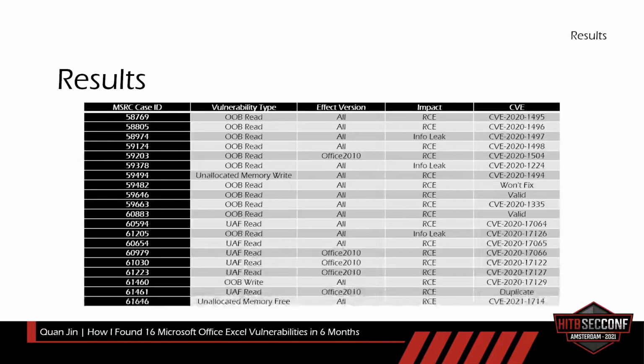This table is a summary of my fuzz results. Note: O here refers to Office 2010, Office 2013, Office 2016, and Office 2019. And case 61461 has been fixed in the January 2021 patch day, but it is a duplicate. I have not tracked down its corresponding CVE number. Below I show some cases found by my fuzzer.